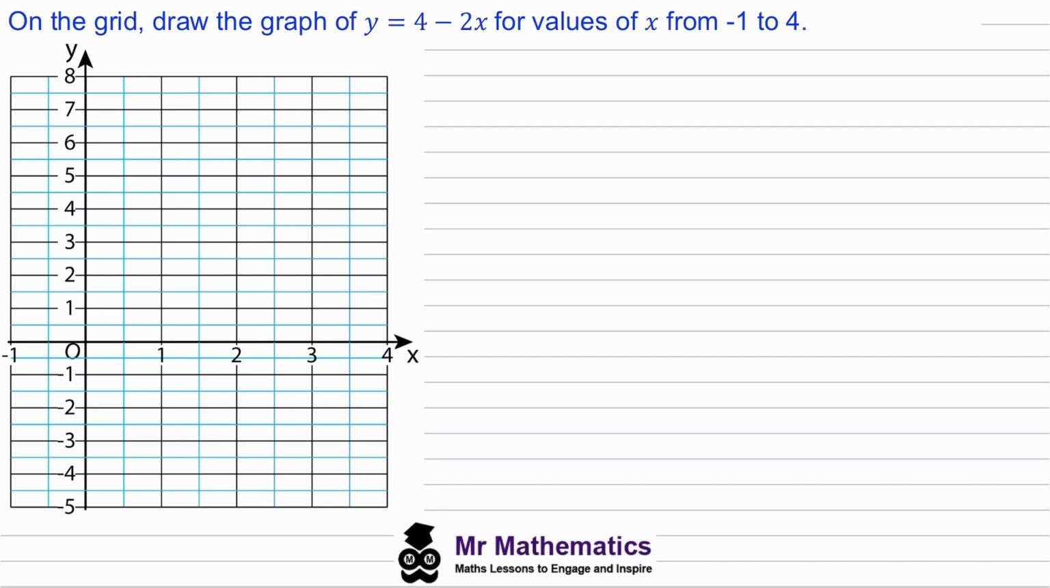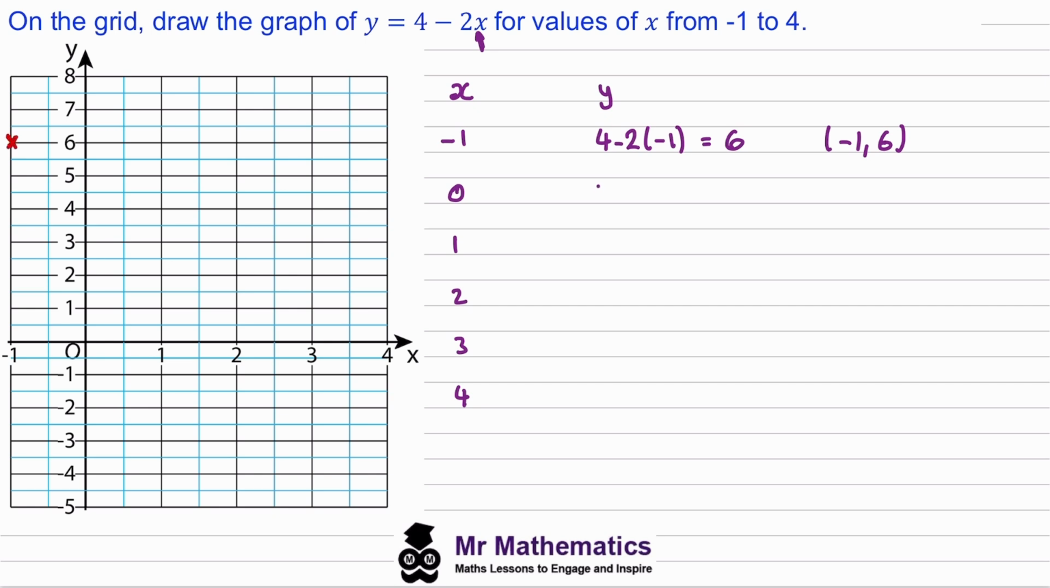Okay, so welcome back if you had a go. So we'll create our table. We've got the x values and the y values, and x ranges from -1 to 4. So when x is -1, y will be, substituting that into here, 4 minus 2 lots of a -1. And -2 times -1 will give us a +2, so 4 plus 2 will give us 6. So our coordinate pair will be -1 and 6, which I'll plot here.